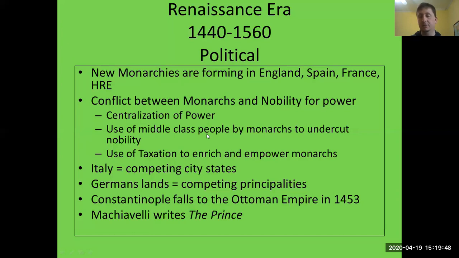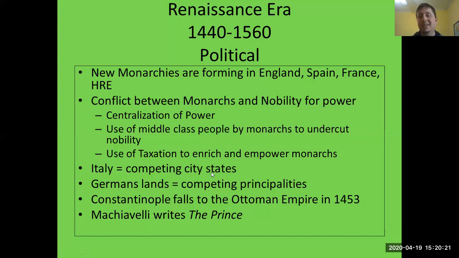It's the middle class who are running errands for the king. The monarchs are really trying to use the nobility a lot less to try to edge them out. And they're using new forms of taxation in order to enrich and empower themselves. And so we start to see a lot of wealth consolidating in the hands of people like Henry VIII, Louis XI, Ferdinand and Isabella. These are your new monarchs that are rising during this time period.